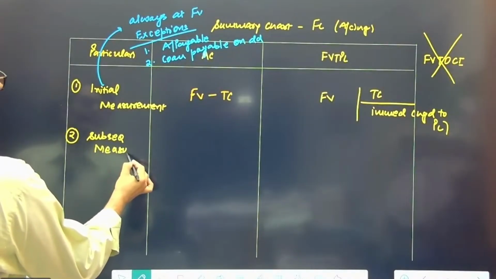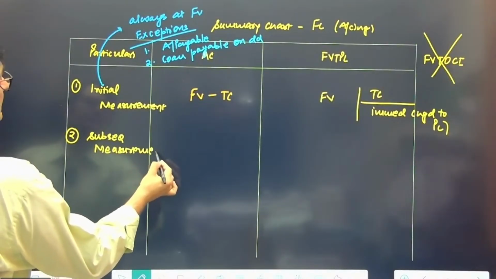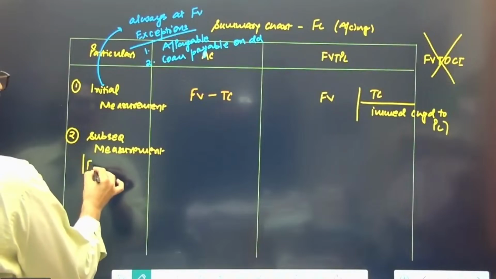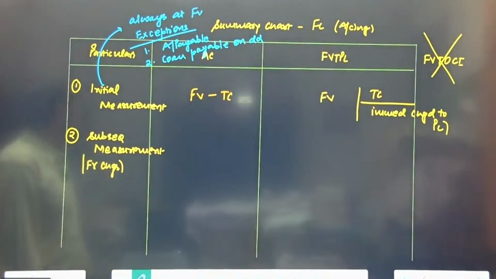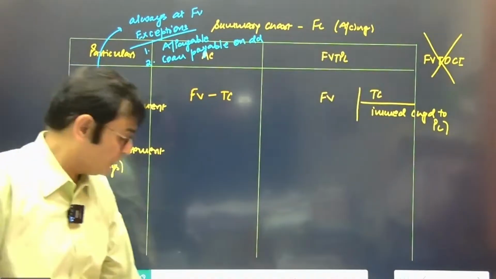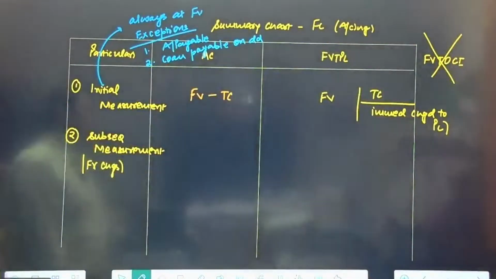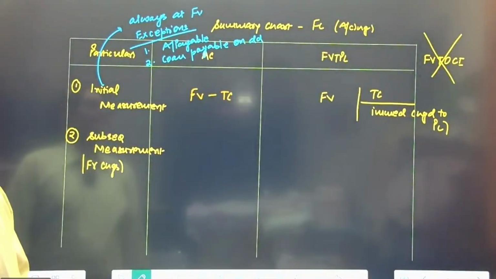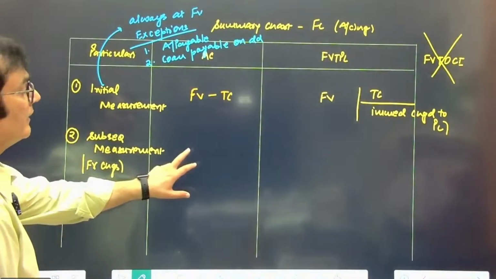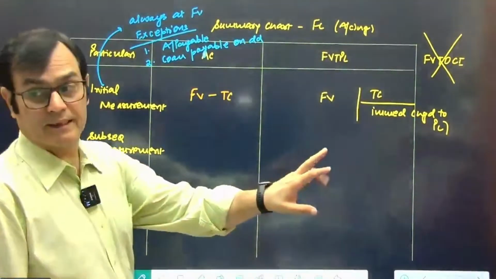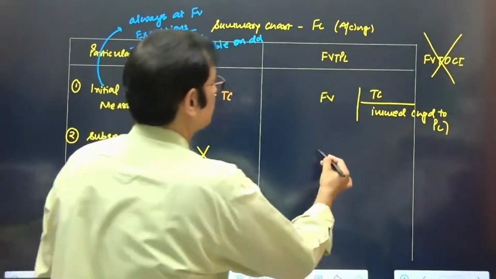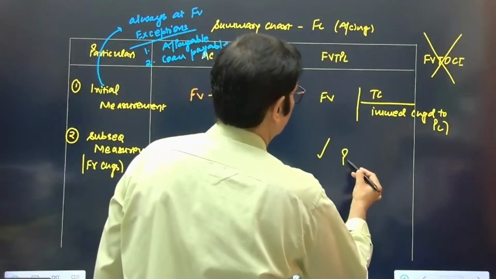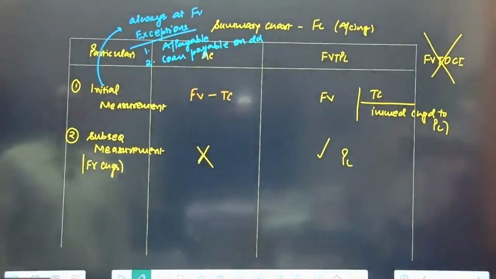When I'm looking at the subsequent measurement, my focus is on the concept of fair value changes to be captured. In terms of AC, are you going to consider the fair value changes? For AC, there are no fair value changes. And in terms of FVTPL, yes, you're going to put the fair value changes in the P&L.